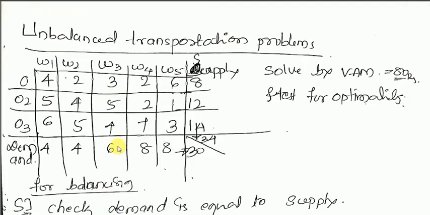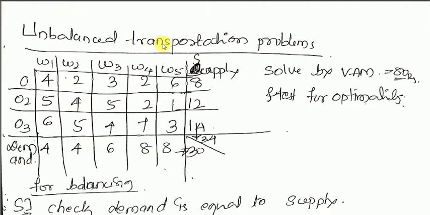Next type of problems: unbalanced transportation problems. Here what unbalanced means, I will explain. Demand should always be equal to supply, as explained in the basic feasible solution problems. Always this demand should be equal to supply. In unbalanced problems, they will not give demand equal to supply.